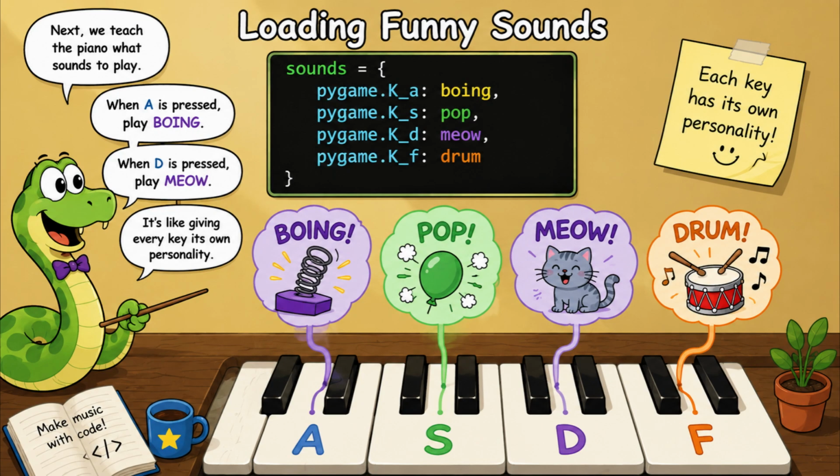Next, we teach the piano what sounds to play. When A is pressed, play boing. When D is pressed, play meow. It's like giving every key its own personality.